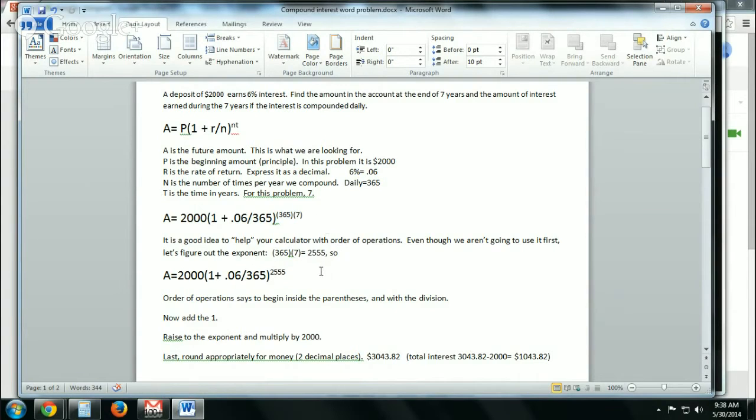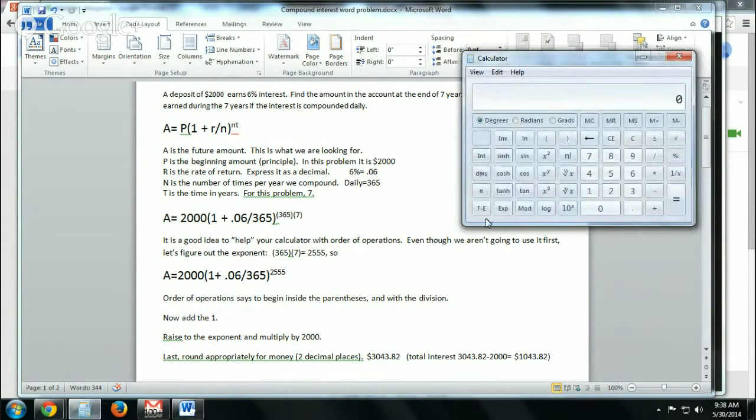Now, it's a good idea if we'll help our calculator out with order of operations. So even though we're not going to use it first, let's compute that exponent as the first thing. Take 365 and let's multiply it by 7. That gives us 2555 for our exponent. So now here I've put that in place of the exponent.